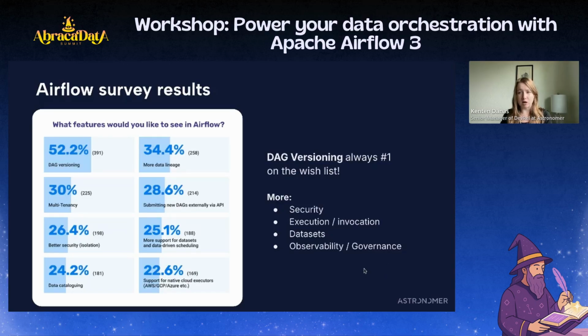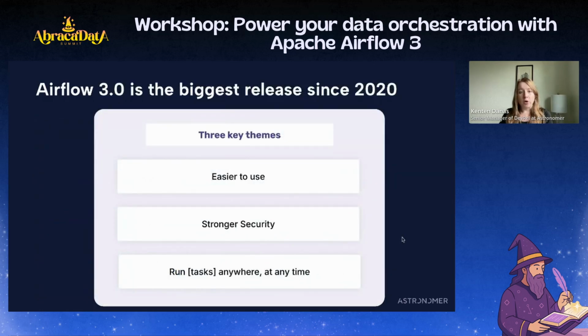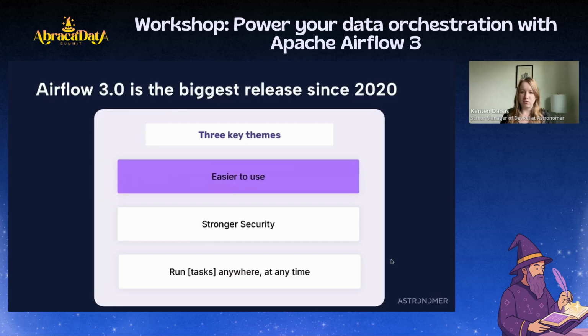So a lot of what I'm going to talk about today that is new in Airflow 3 came out of prior surveys. I just mentioned that Airflow 3 is the biggest release since 2020. There are way more features in this release than I could cover in just this short amount of time, especially since we've got a hands-on component. So I do just want to touch on three key themes. Airflow 3 is easier to use, has stronger security, and has more flexibility on where and when you run your tasks. I'll go through a very high level overview of some of these themes, especially focusing on the features that I'm going to cover here in the workshop.